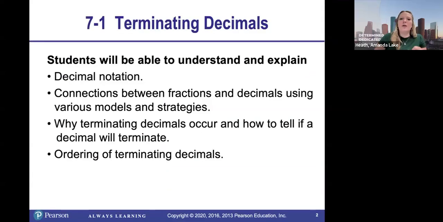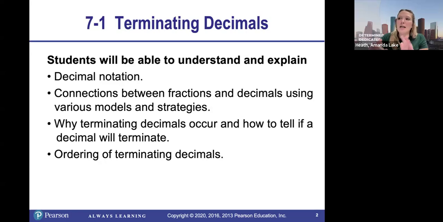Section 7.1 is talking about terminating decimals. What you should be able to understand is decimal notation, connections between fractions and decimals using a lot of different models and strategies, why terminating decimals occur and how to tell if a decimal will terminate or not, and the ordering of terminating decimals.